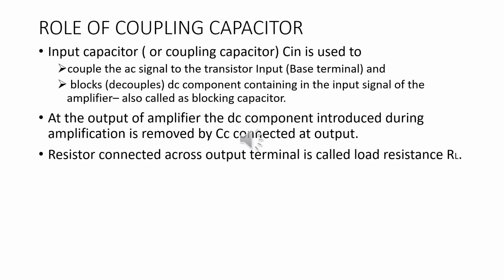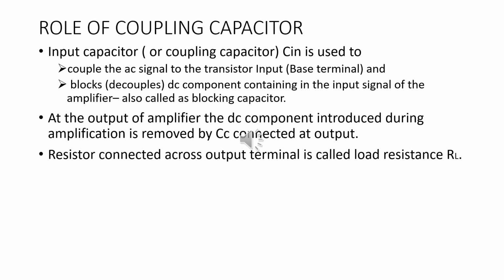In a common emitter amplifier, the transistor input is the base terminal, and another duty is to decouple or block the DC component contained in the input signal of the amplifier. So it blocks the DC component, and that's why it is known as a blocking capacitor.